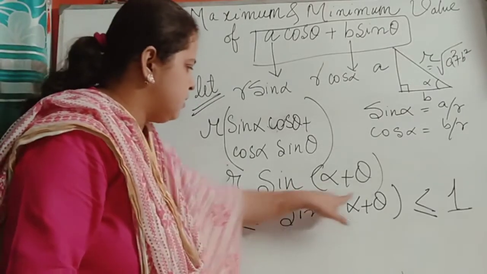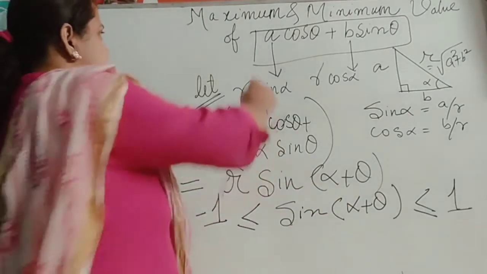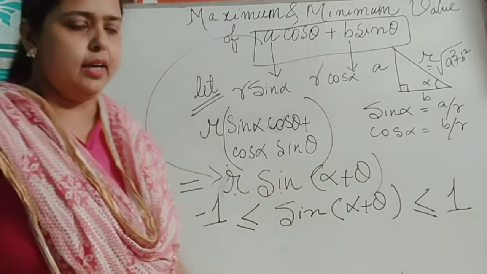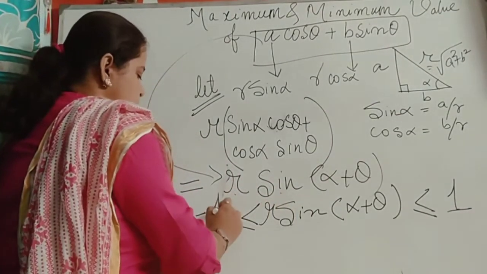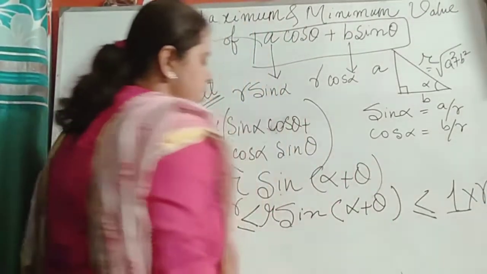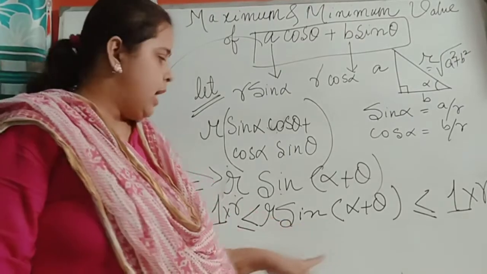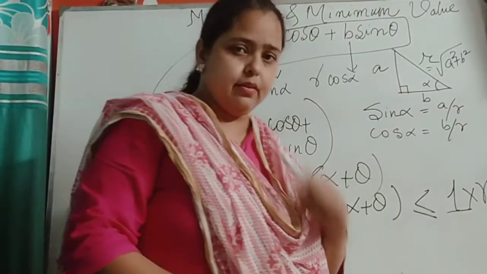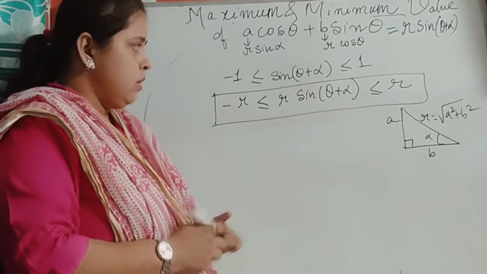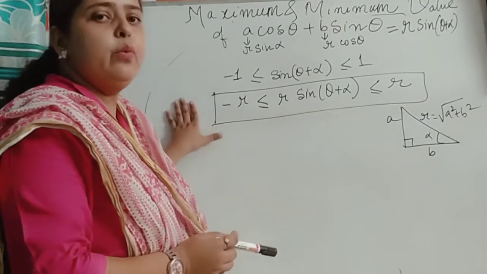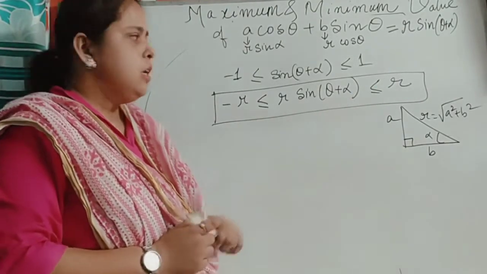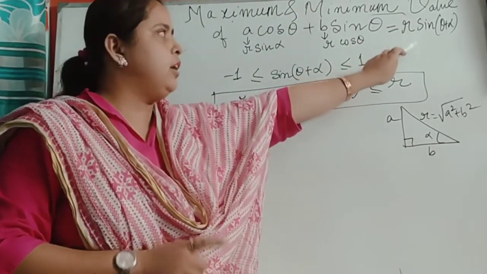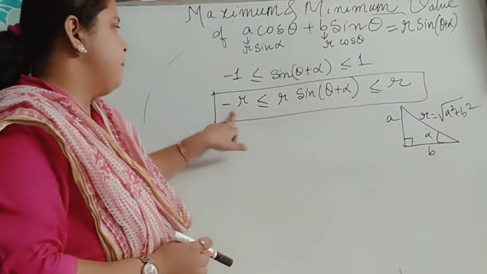Now, do I have only sine? No, we have the expression as r sine alpha plus theta. So let's multiply throughout by r. So what I did, I have multiplied throughout with the value of r. Now let's see what happens. Let me erase the previous part. After multiplying with r, we obtain an expression like this. So the value of the main expression, which was converted in terms of sine only, that is r into sine of theta plus alpha, is now ranged between -r to +r.